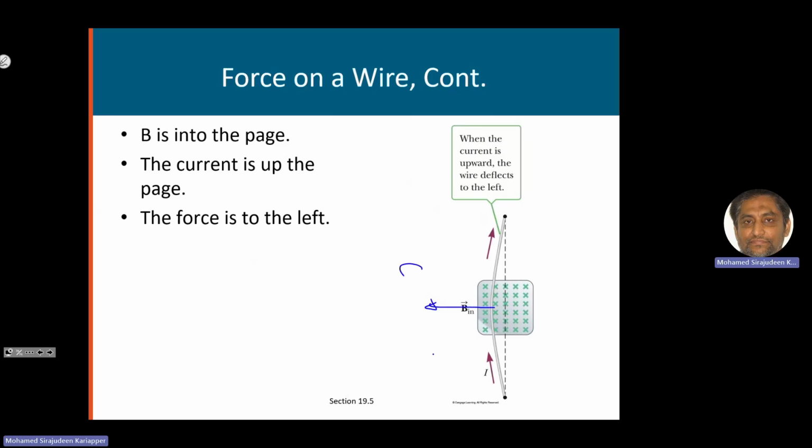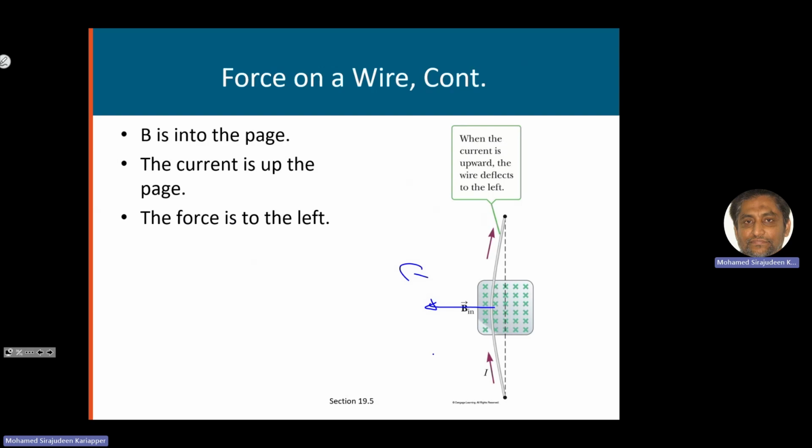What does it mean? The electrons moving inside experience a force, so the whole wire, the entire thing, experiences a force. It is fixed at those 2 points, so it will be deflected to the left. How do I get the direction?